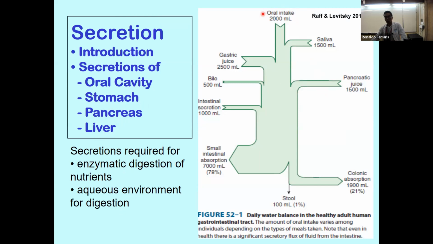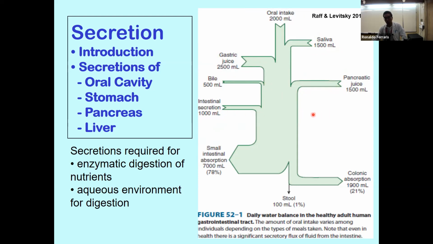Okay, so the average human would drink about 2 liters of fluid a day. And then our saliva secretes about 1.5 liters. Our stomach, actually, they secrete 2.5 liters. The pancreas and the liver and the gallbladder, they contribute 0.5 liter and 1.5 here. Even your intestines secrete fluid.